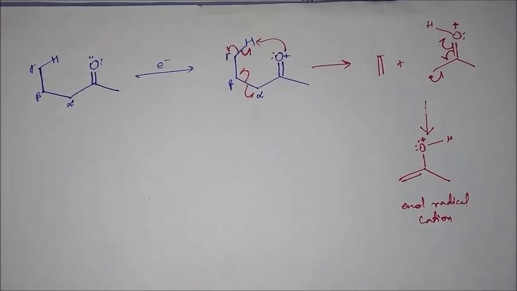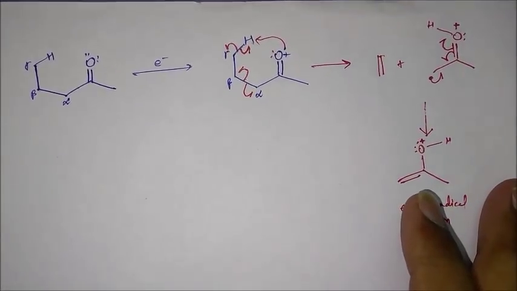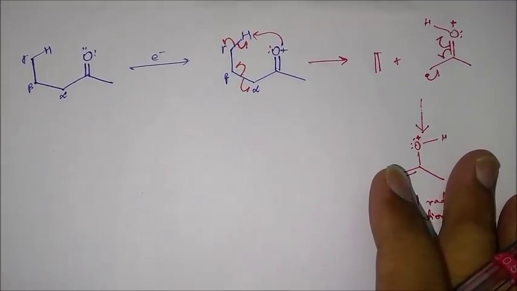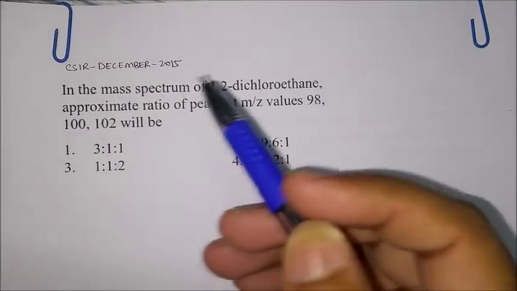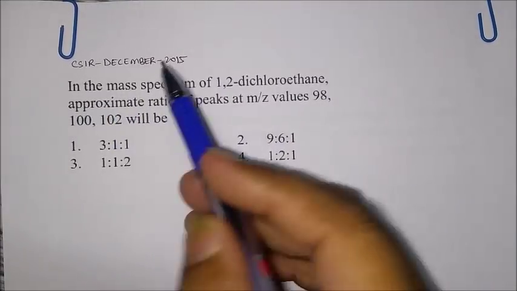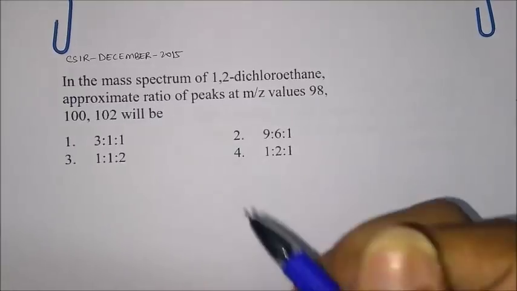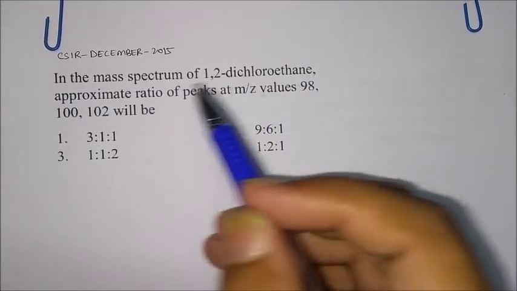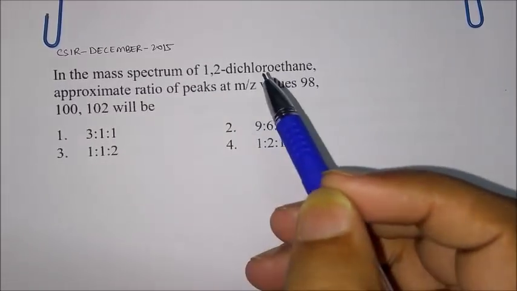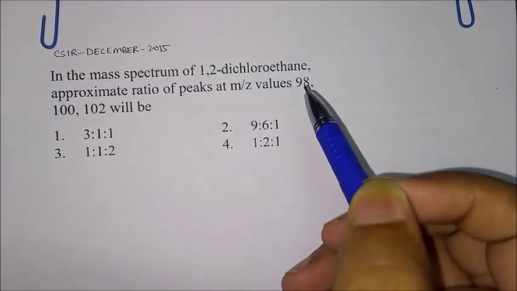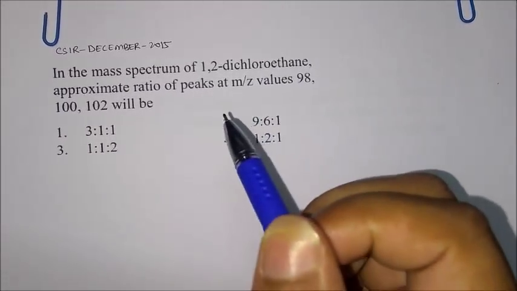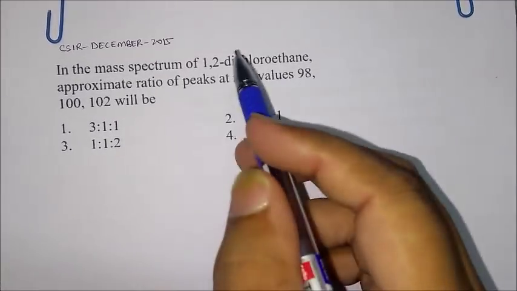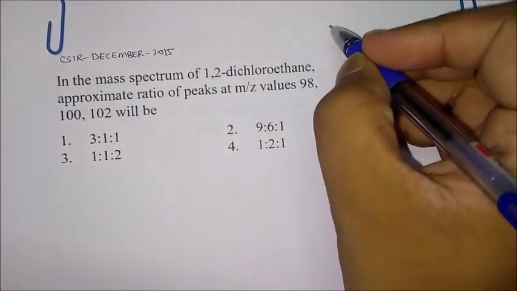So now let's try to solve a few questions which were asked in the CSIR exam based on these things. Let's take a problem from the CSIR December 2015 exam and try to solve it. The question says: in the mass spectrum of 1,2-dichloroethane, the approximate ratio of peaks at m/z values 98, 100 and 102 will be. So the compound given here is 1,2-dichloroethane.